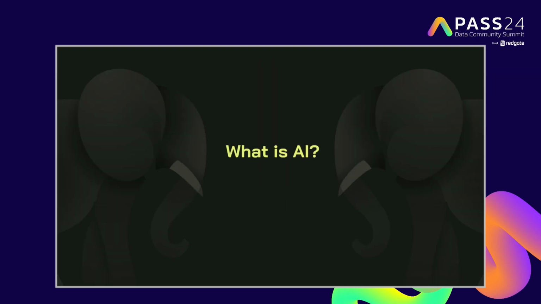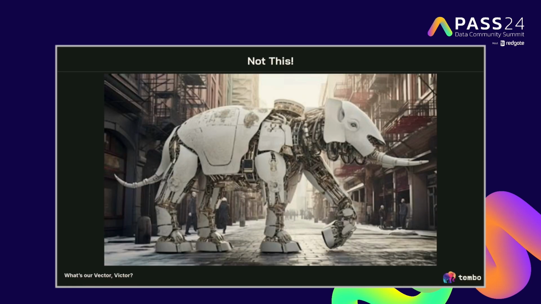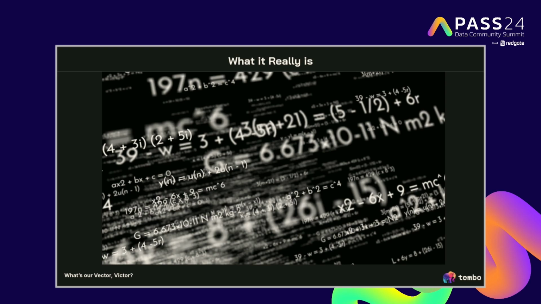So what is AI? I'm going to go through a little bit of background, not too much because I only have 20 minutes. You might think of this like a big robot thing, and it's an elephant because Postgres, right? But it's not. It's actually that. It's just a bunch of math. And if you know how large language models work or generative AI, that literally is all it is.